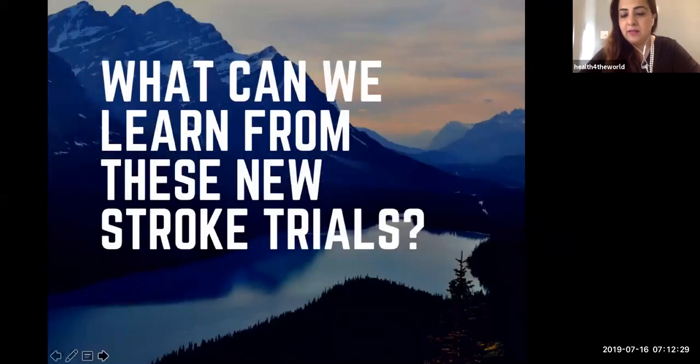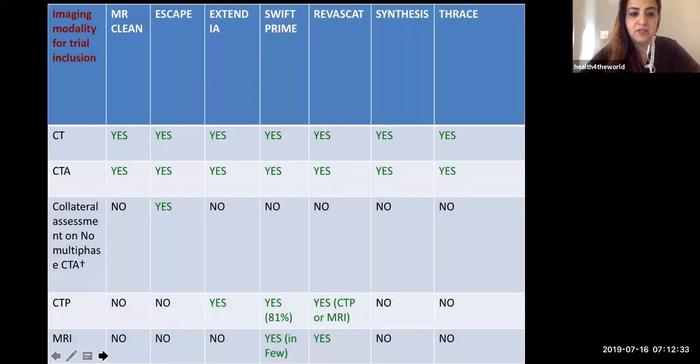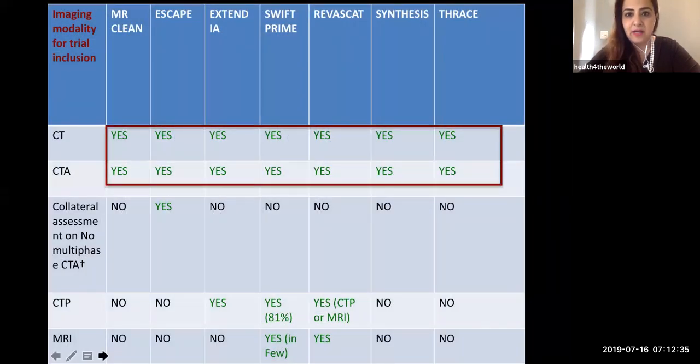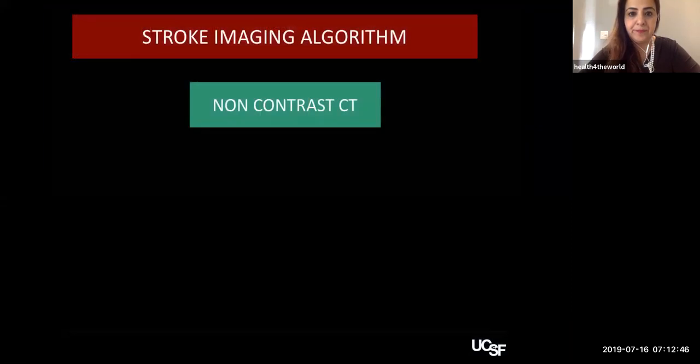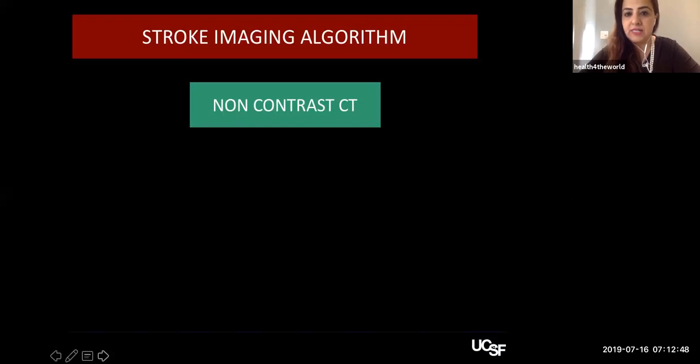So what can we learn as radiologists from these stroke trials? So all the stroke trials used non-contrast CT and CT angiogram. And some of them used CT perfusion and some used MRI. So let's start with non-contrast CT. That is the first step in any stroke imaging protocol.